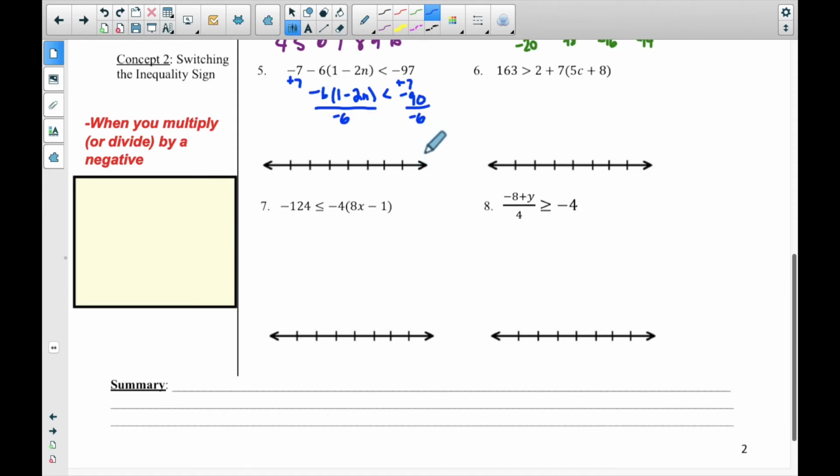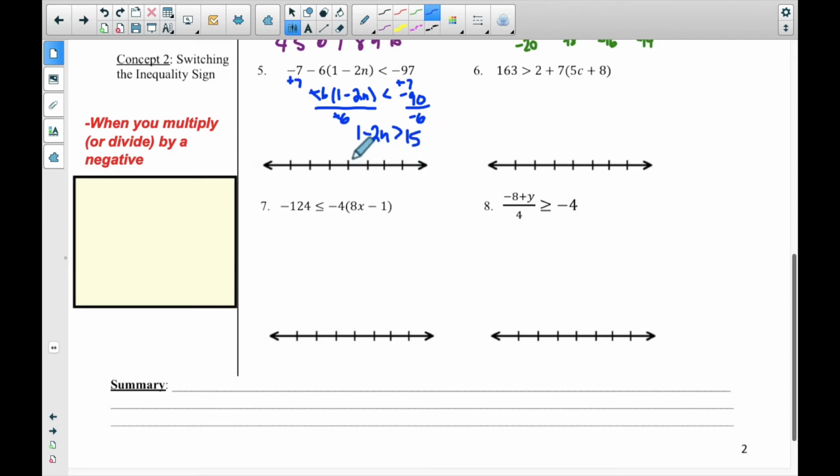But what did I just do? I just divided by a negative. And the rule is when you multiply or divide by a negative, you have to switch the sign to point the other way. So this negative 6 is going to cancel out, and I have 1 minus 2n, but I have to flip my sign to point the other way. Anytime you divide by a negative, that's what happens. And negative 90 divided by negative 6 is a positive 15.